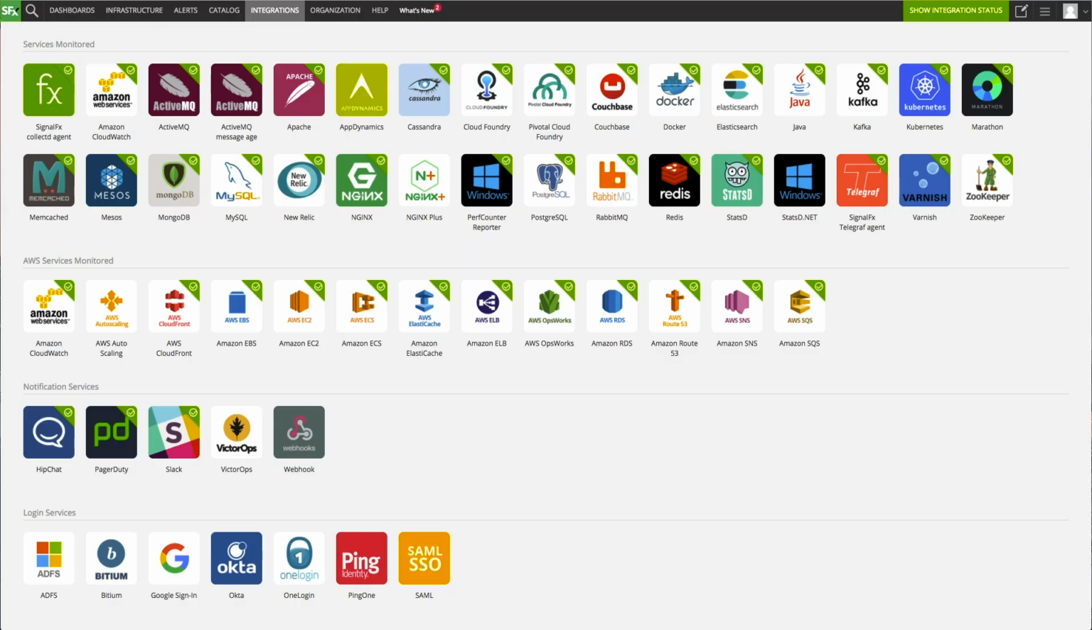To help get started, SignalFx provides many out-of-the-box integrations, including pre-built dashboards and alerts, for the open source services that are part of your stack.